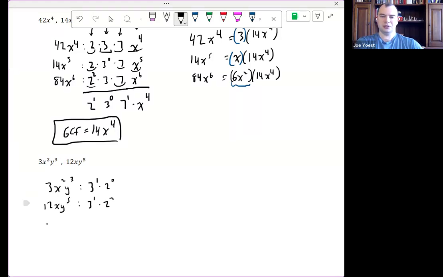Then in my monomials, so that takes care of the number part, all the building blocks for the numbers. I have some building blocks for the variable parts as well. I have some X building blocks and some Y building blocks, right? Some like blue Legos and some yellow Legos or something. I have 2 factors of X versus 1 factor of X and 3 factors of Y versus 5 factors of Y.